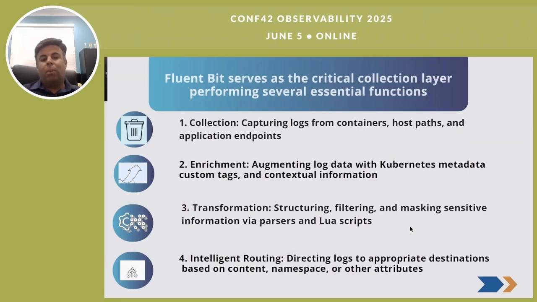Now we'll talk about why Fluent Bit is important. Fluent Bit is a critical collection layer, and it performs several essential functions. So what does Fluent Bit do? Fluent Bit does the collection for us. It captures the logs from different containers and endpoints, and it enriches them. Enriching means we can augment the log data with Kubernetes metadata. We can append additional information to the logs, add custom tags, and add contextual information also. And we can also transform the logs.